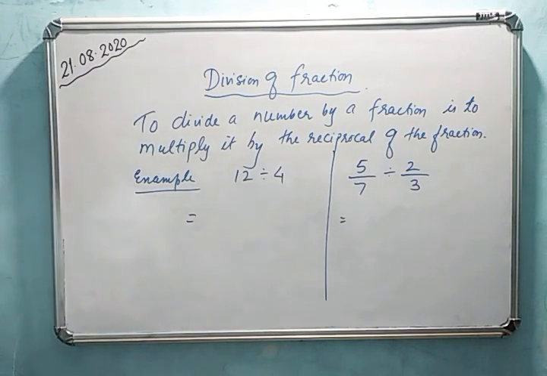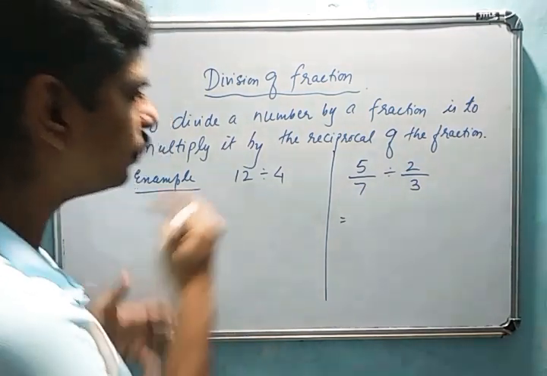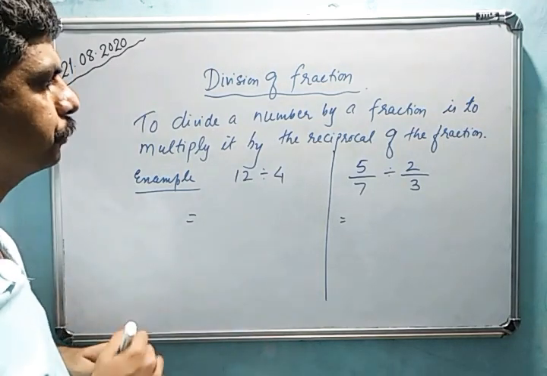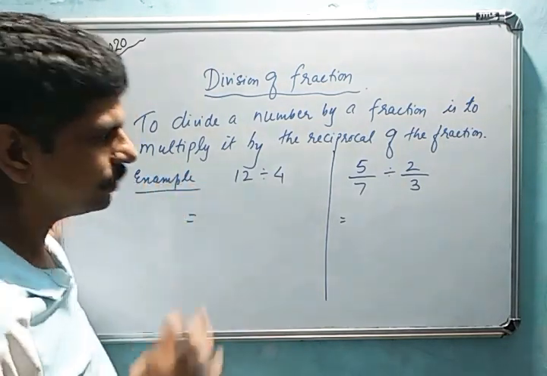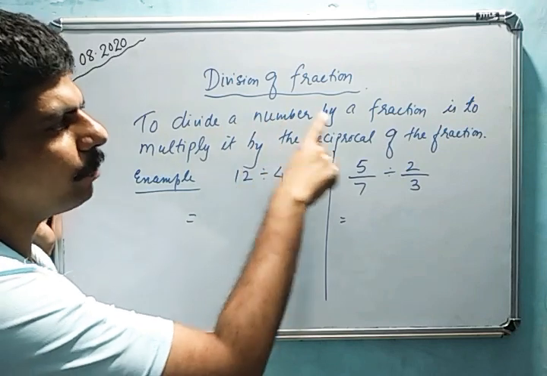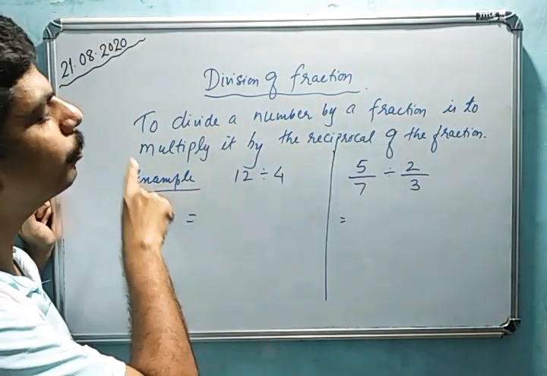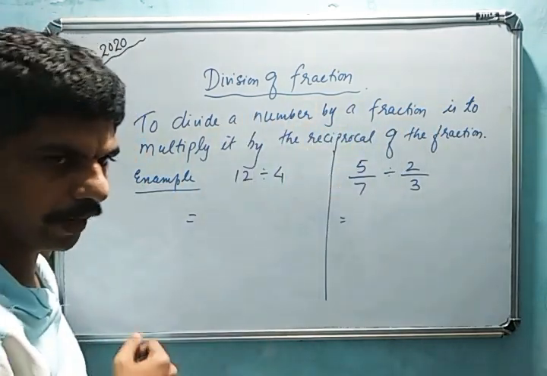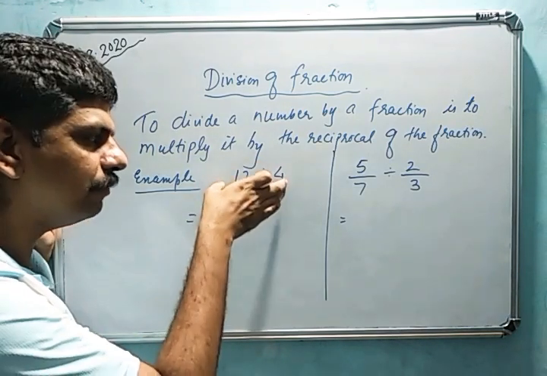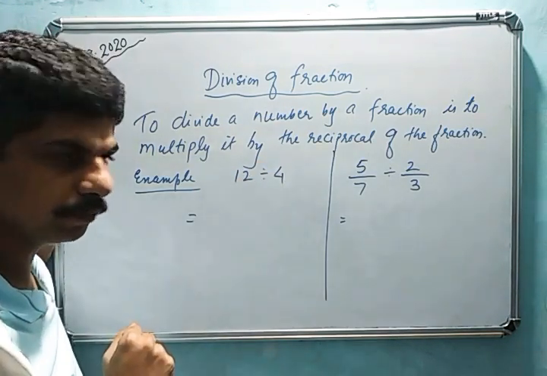Students, now we will see division of a fraction, how to divide a number by a fraction. So there is a rule that you have to remember. To divide a number by a fraction is to multiply it by the reciprocal of the fraction. That means a division can be written as a multiplication, isn't it?